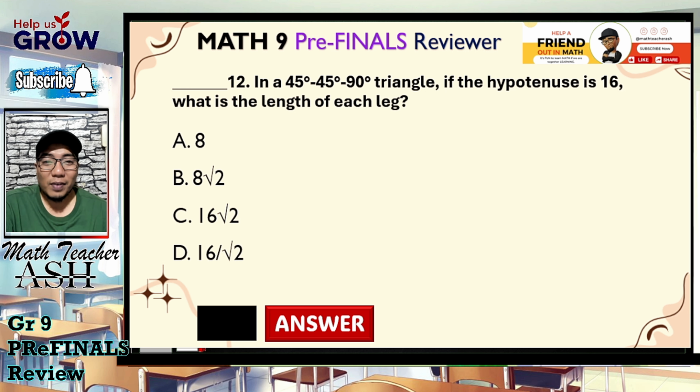In a 45-45-90 triangle, if the hypotenuse is 16, what is the length of each leg? Is it A, 8, B, 8 square root of 2, C, 16 square root of 2, or D, 16 square root of 2? I'll give you 5 seconds to think about your answer.